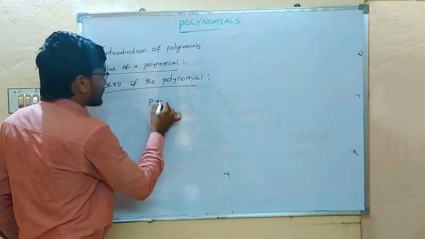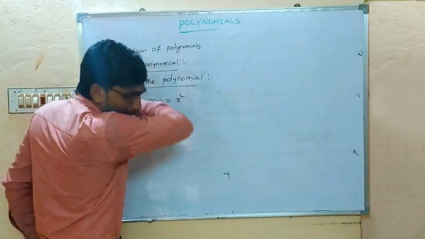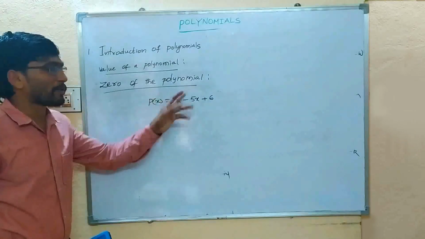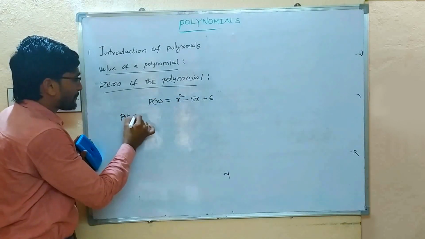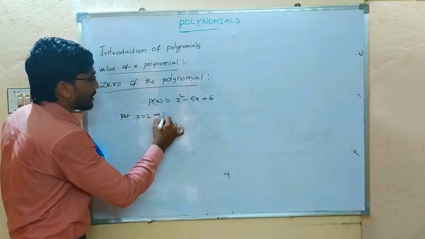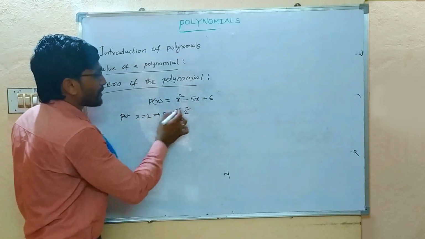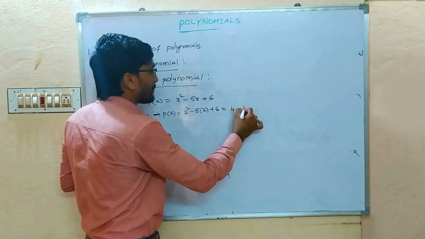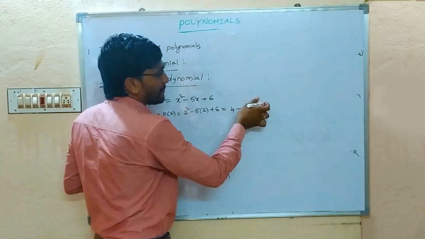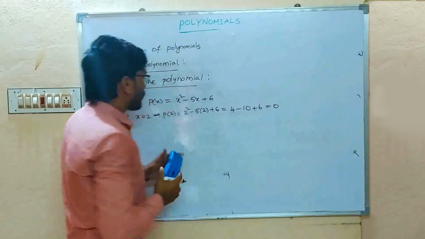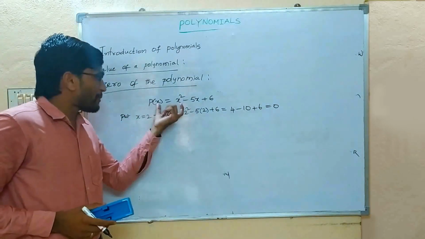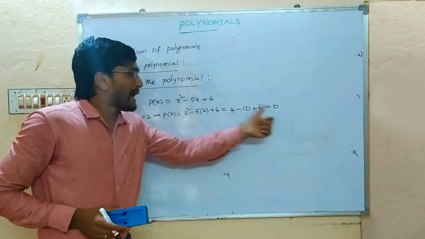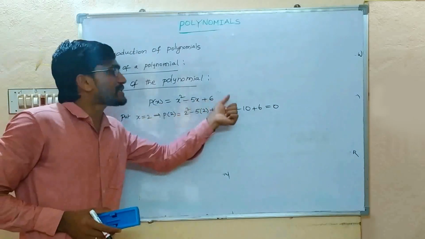Suppose I consider a polynomial p of x is equal to x square minus 5x plus 6. Like that I have taken one polynomial. Suppose put x is equal to 2. P of 2 is equal to 2 square minus 5 into 2 plus 6. That is 4 minus 10 plus 6. 4 plus 6 is 10, 10 minus 10 is 0. In place of x we substitute 2, then we get p of 2 is equal to 0. Hence 2 is called a zero of this polynomial.